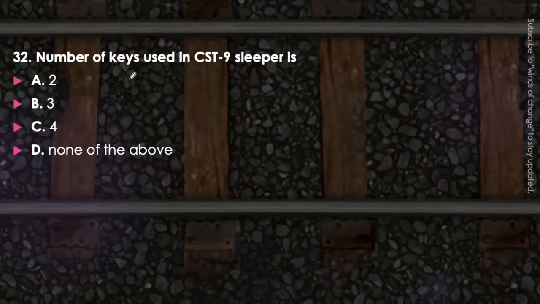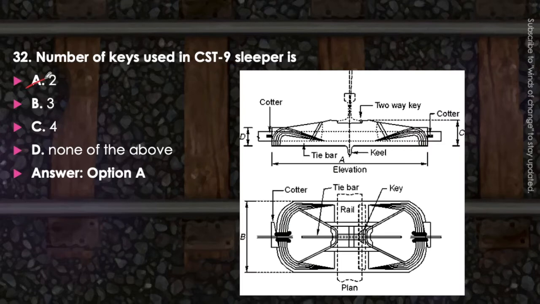Next question. Number of keys used in CST9 sleepers is 2, 3, 4 or none of the above. The keys are the ones used to connect the sleeper and the rail section. So it is option A, that is 2 keys are used, one on either side. These are the keys used in a CST9 sleeper. This is the rail, and you can see the elevation section of it. One key is provided here, another key is provided here.